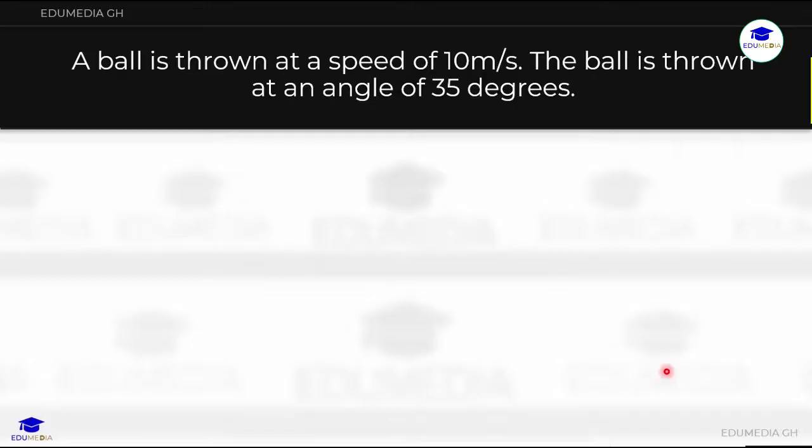So I stand here and then I throw a ball. When I throw it, it moves forward. The speed that it moves by is 10 meters per second. So at each second it covers 10 meters. The line will look like this. This is the speed at which the ball moves, and then it is thrown at an angle of 35 degrees.